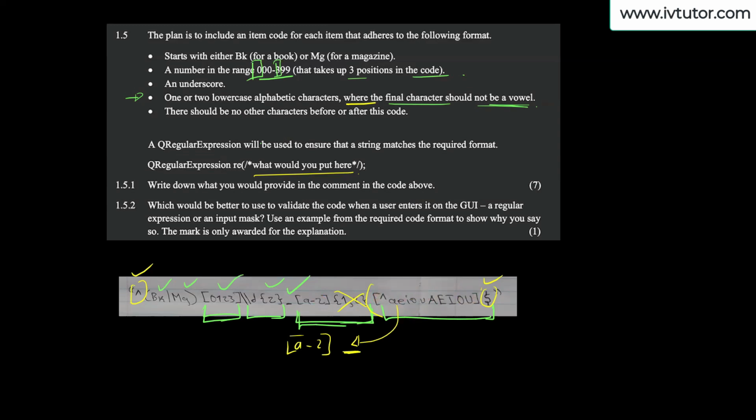That's the only part that I would correct. But otherwise, the idea was perfectly executed, especially this part. I like this. All right, write down 1.5.2: which would be better to use to validate the code when a user enters it on the GUI, a regular expression, or an input mask? Use an example from the required code format to show why you say so.